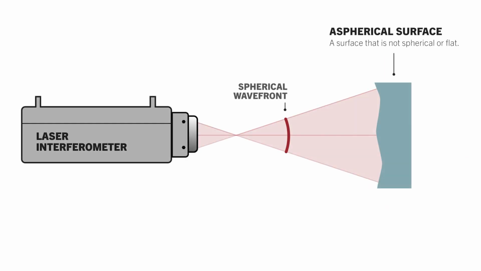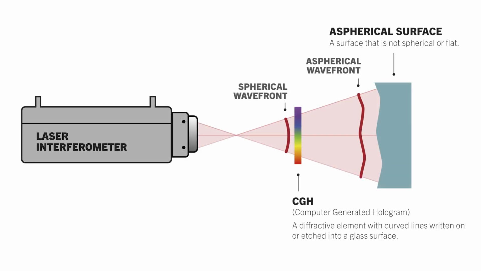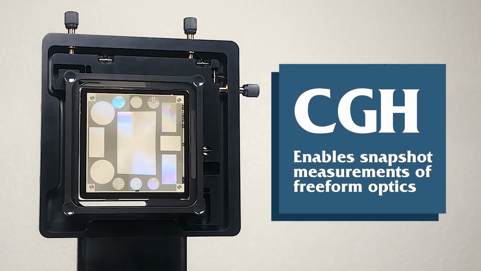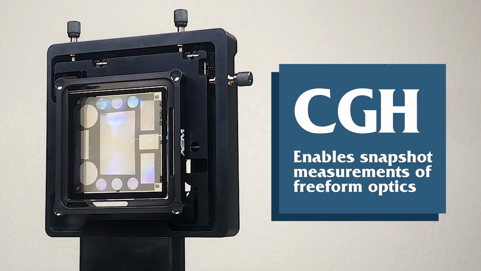A CGH extends the dynamic range of the interferometer to measure nearly any shaped optic while maintaining the positive parameters of the interferometer itself. The CGH enables snapshot measurements of asphere and freeform optics.